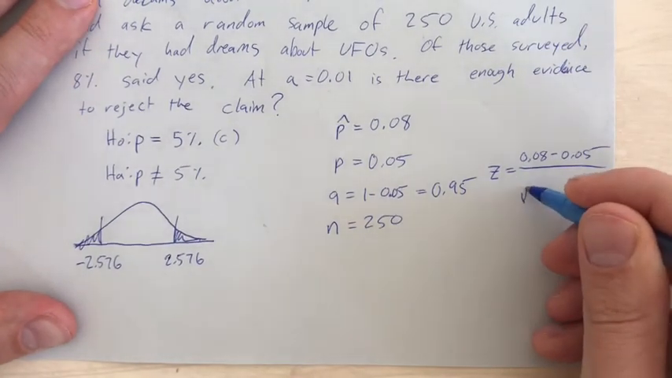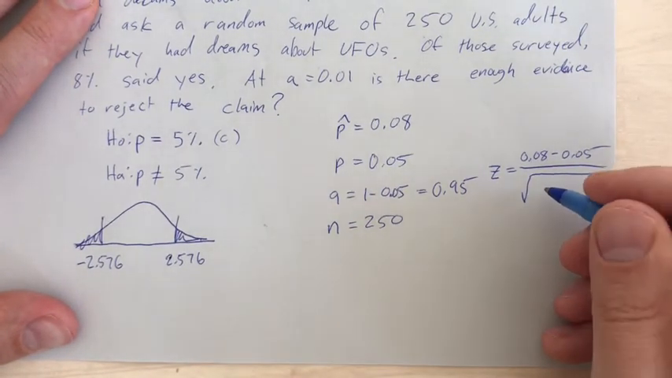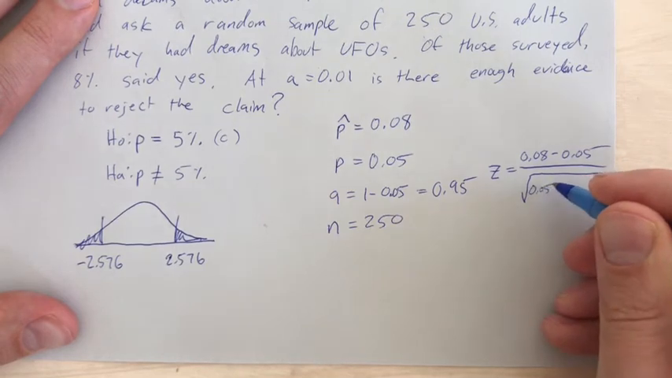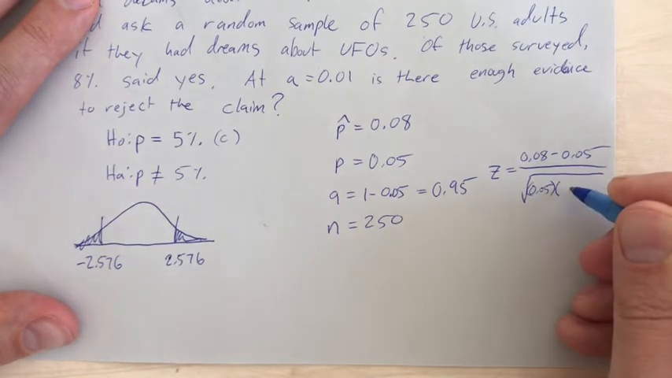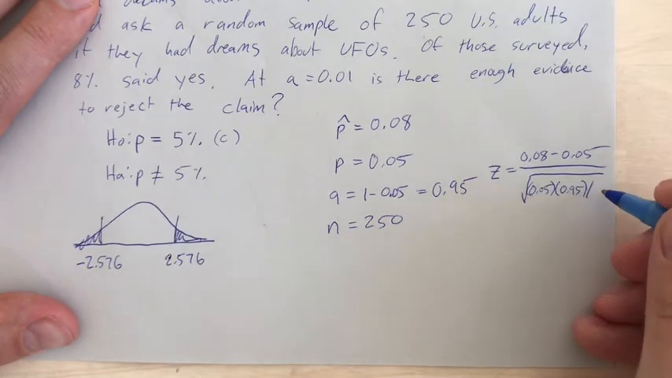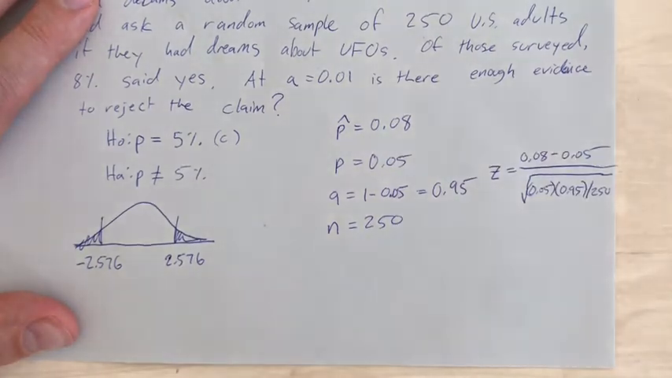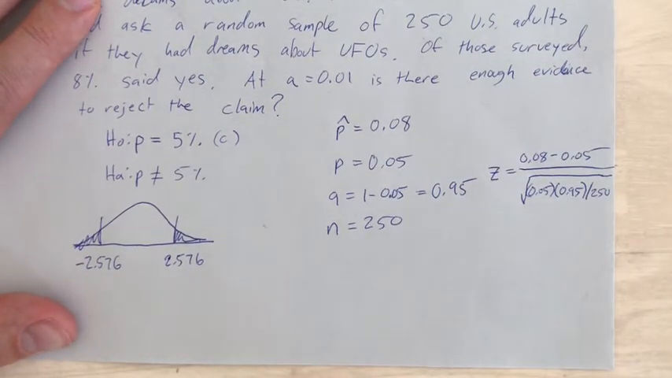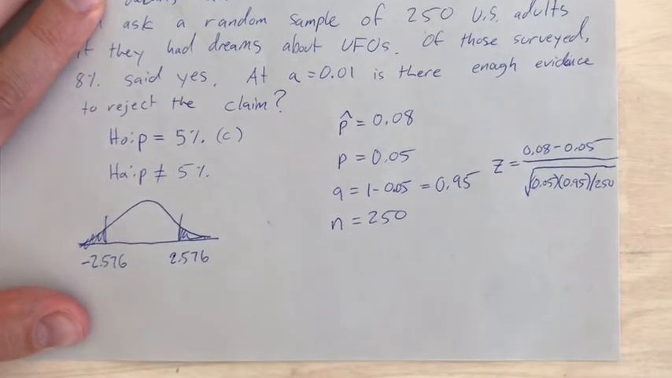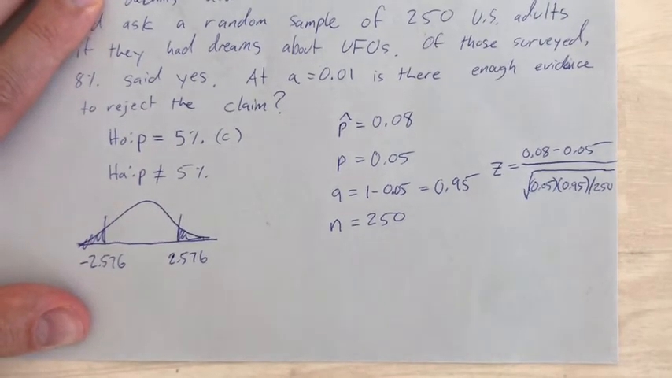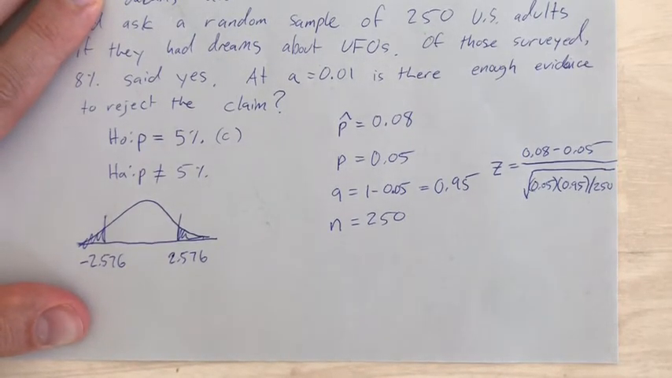And then it's going to be divided by the square root of p, which is 0.05, times q, which is 0.95, divided by the sample size, which is 250. So now I'm going to jump onto my calculator and calculate. As I'm stumbling to do that, I invite you to do the same and see if we get the same result.